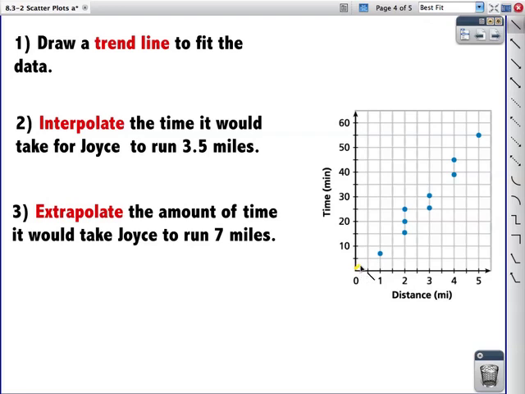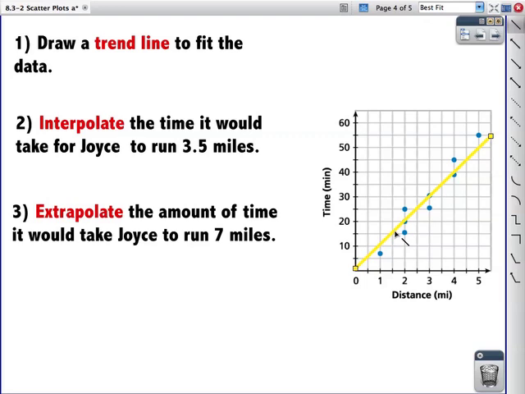And then when you draw the line, you want to try to get the same number of points above the line as there are below the line. So if I go right about there, I've got 1, 2, 3 above, 1, 2, 3 below, and about 3 on the line. So that line fits that data pretty good. And that's the whole point of a trend line.